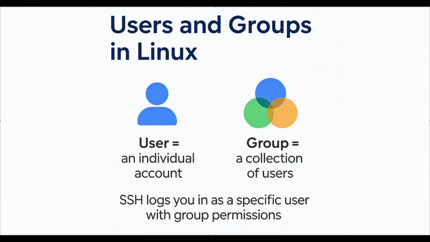Each user has specific permissions, like which files they can access or modify. Now, multiple users can be part of a group. A group is simply a collection of users who share the same permissions or access level. For example, users in the admin group might be allowed to install software, while users in the developers group might only have access to the code directories.